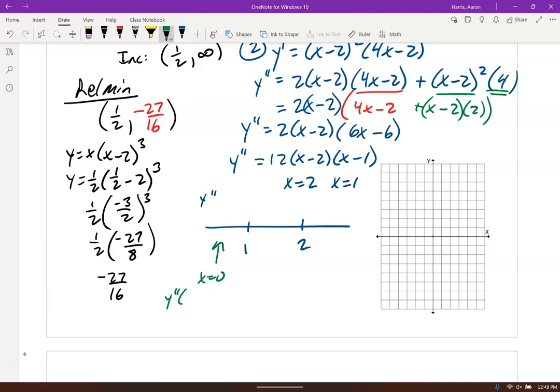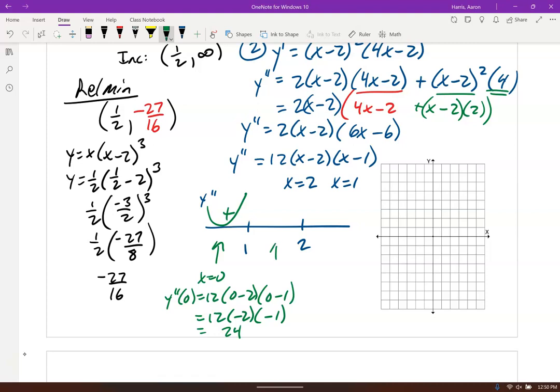I'm going to go ahead and test like 0. So I got y double prime as 12 times (0 minus 2) times (0 minus 1). 12 times negative 2 times negative 1 is a positive 24. So y double prime is positive. So it means it's concave up from negative infinity up until 1.